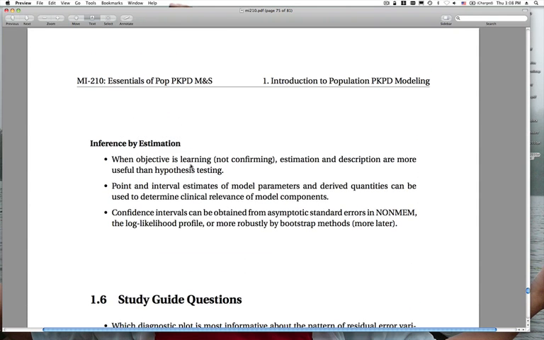So it might be more useful to make those inferences by estimation, where you estimate the parameters, construct confidence intervals based on a variety of methods, and make decisions based on point and interval estimates. This is just scratching the surface about some of these topics, and we'll discuss these in more detail as we move forward in the model building examples in this course.